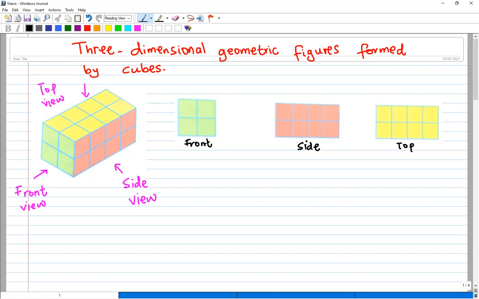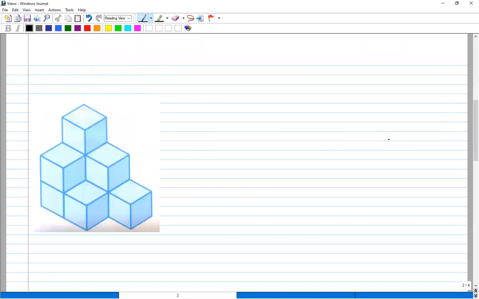Okay, but now when you look at the front view, you will only see 4 cubes, but behind them we are having very many other cubes, as we are going to see. Still applies to the side view and of course the top view. You see that? Now, to understand this very well, let's consider this 3D geometric figure.